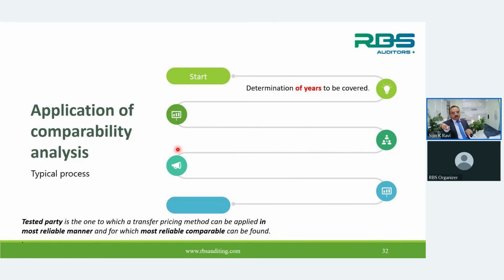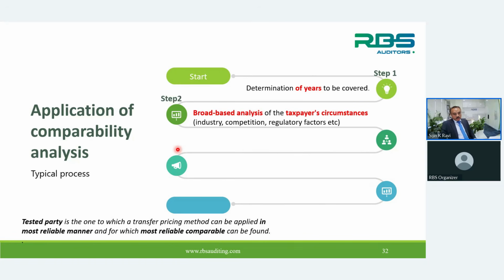Next one, which year you are going to compare the transaction. For example, you are taking the 2023 transaction, then that year. So the years to be decided. Step 2, it's based on the broad-based analysis of taxpayers' circumstances. That means the industry, competition, regulatory factors.